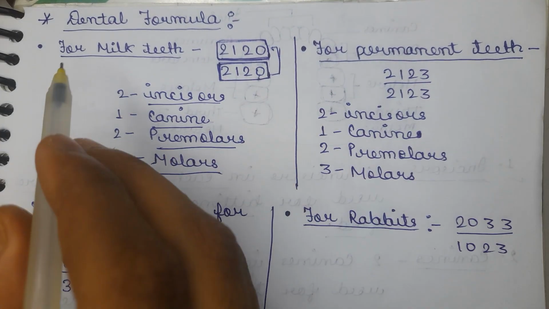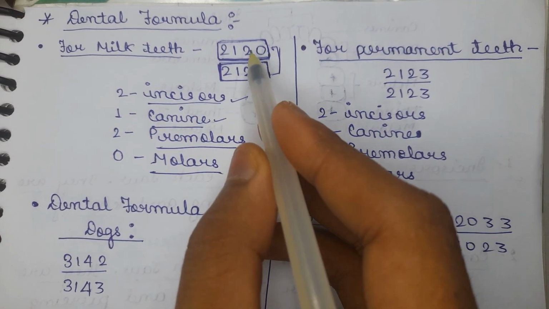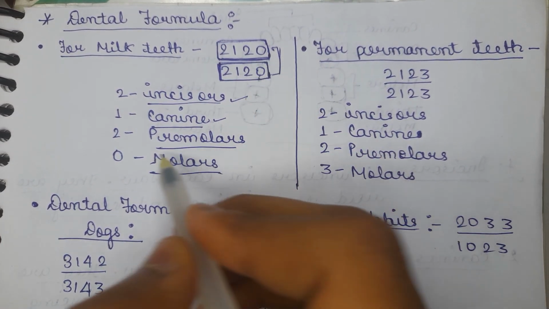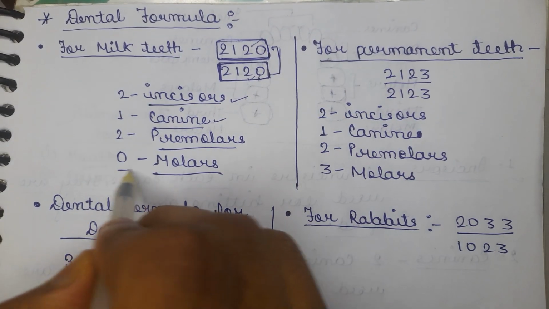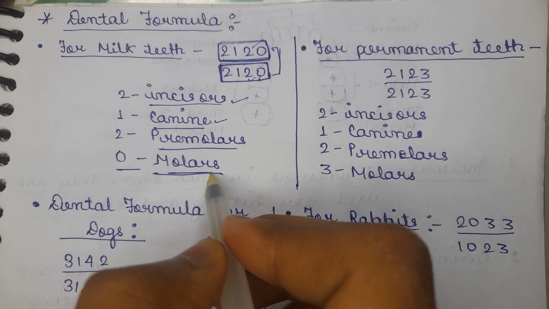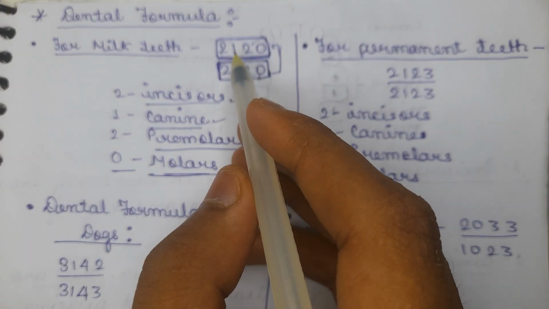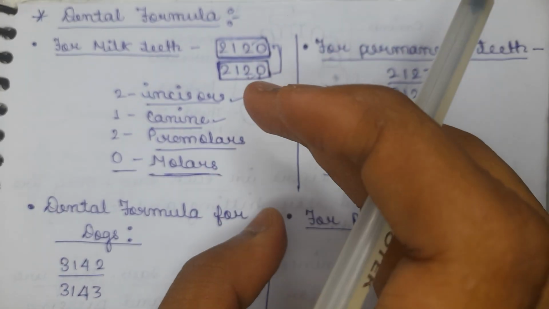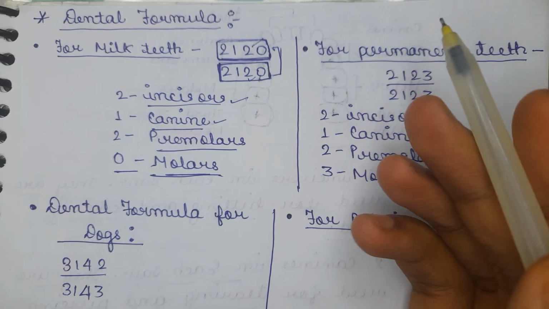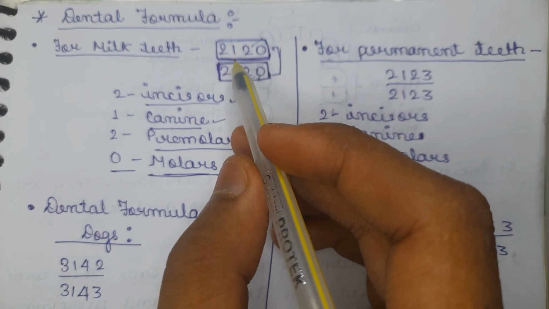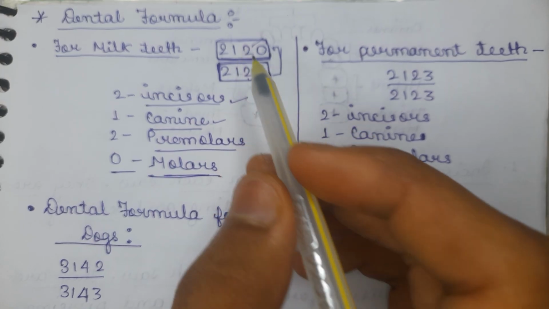It means that for the milk teeth there are two incisors, one canine in both upper and lower jaw, and two premolars in both upper and lower jaws, and zero molars. That means molars are absent in the milk teeth. So if you count the teeth present in the upper jaw and the lower jaw, it is basically 20. So there are 20 teeth in the milk teeth set.